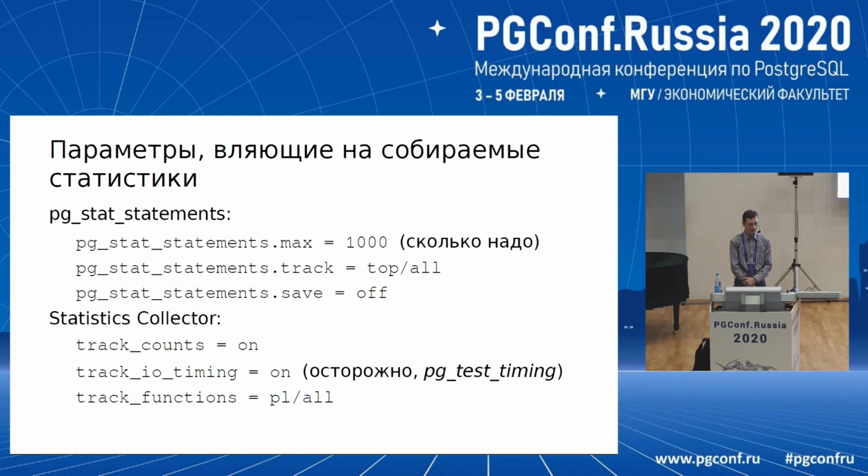Now, the parameters that are impacting the statistics that are collected. Now, pg_stat_statements.max. This is an important parameter. 1,000, or as much as you need, depending on the system. It strongly depends on the system. But we must not forget that this thing shares the buffers and reserves the place for storing the statistics of queries. So I don't think that it's a good idea to have too many of them.